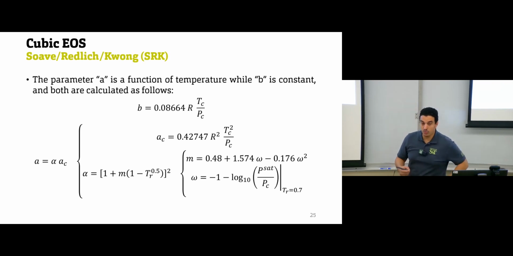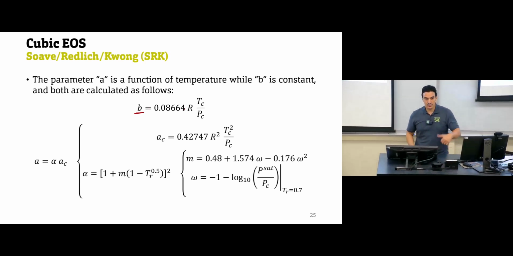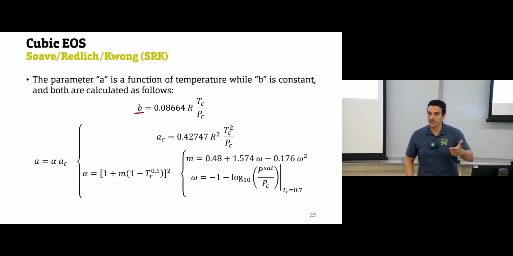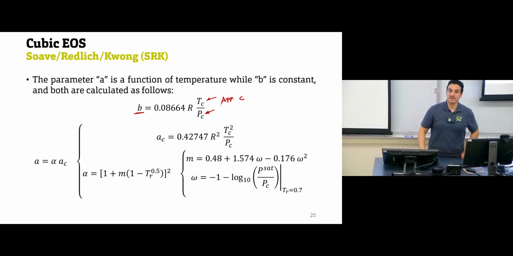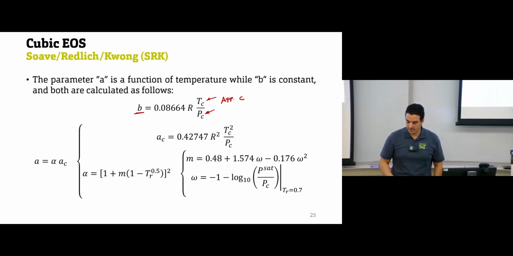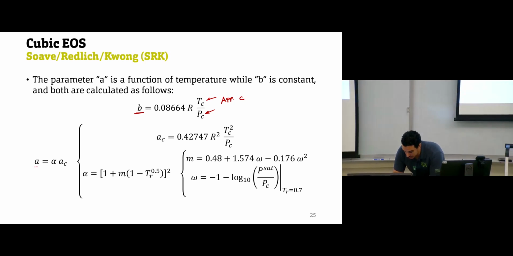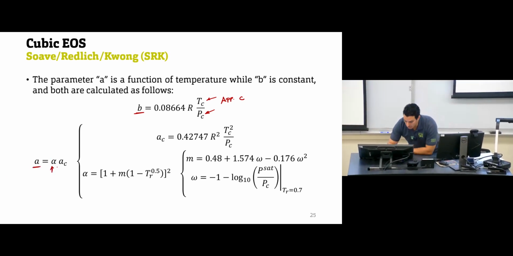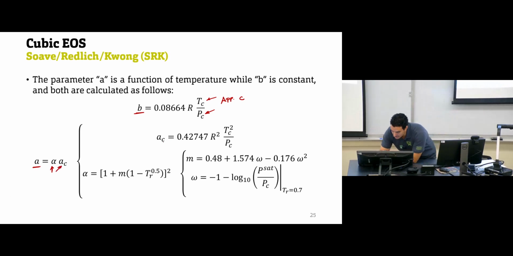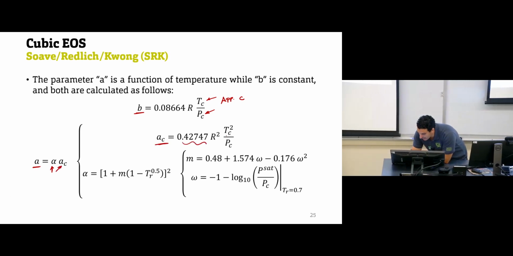If you are using the Soave equation, B is 0.08 times the ideal gas constant times critical temperature over critical pressure. How can you find the critical temperature and critical pressure? Again, we have appendix C. This is the appendix that you need to use to find the critical temperature and critical pressure. How can you calculate A? A is alpha times A critical. A critical is the value of A at critical temperature and critical pressure.